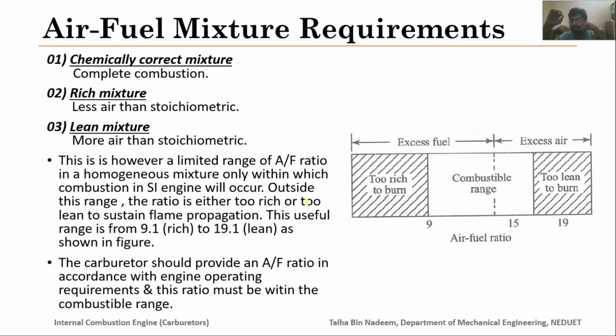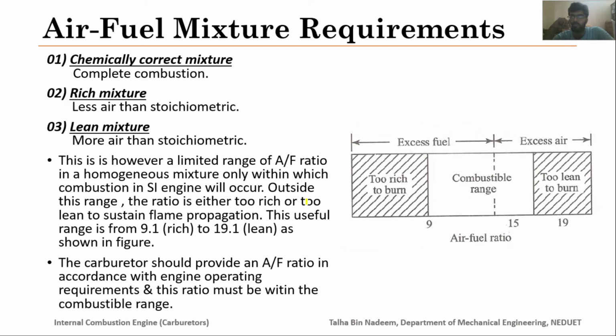Chemically correct mixtures are sometimes also called stoichiometric mixtures. For example, if a molecule of a fuel requires 10 molecules of air and I am providing 9 molecules of air for the combustion, in such a case the combustion will not be a complete combustion, since the amount of air is less than what was required for proper combustion.